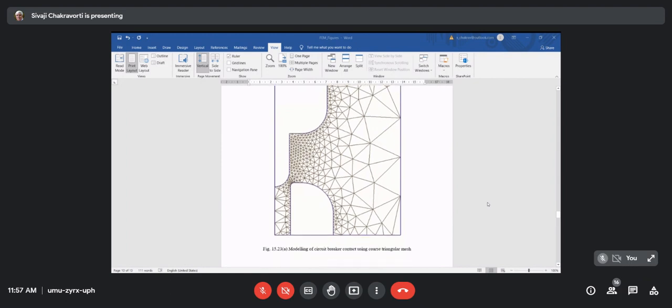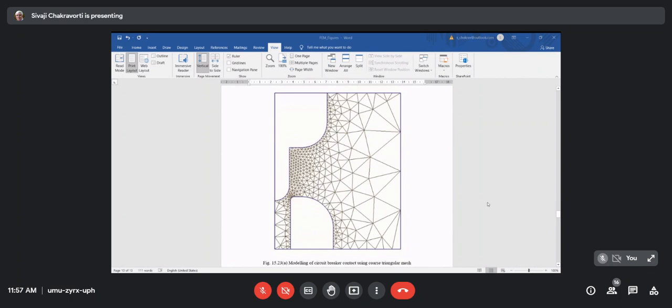This is a typical circuit breaker contact. Can you identify the circuit breaker contact? See this white one here. You can see my mouse moving here. By the way, this is only half of it. So this white one is actually the moving contact.